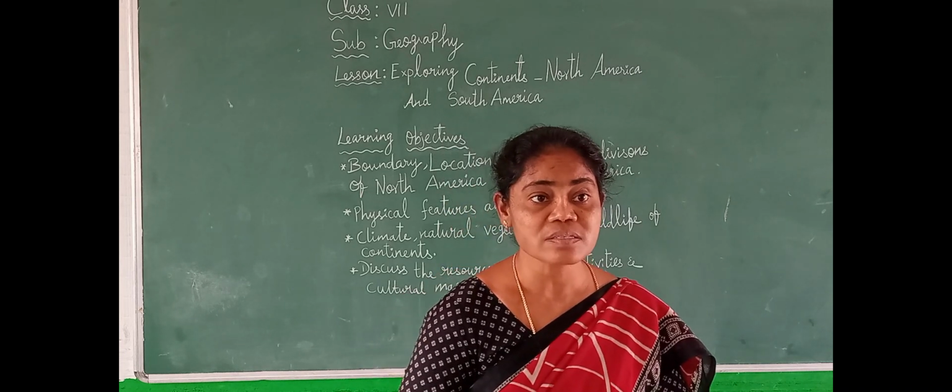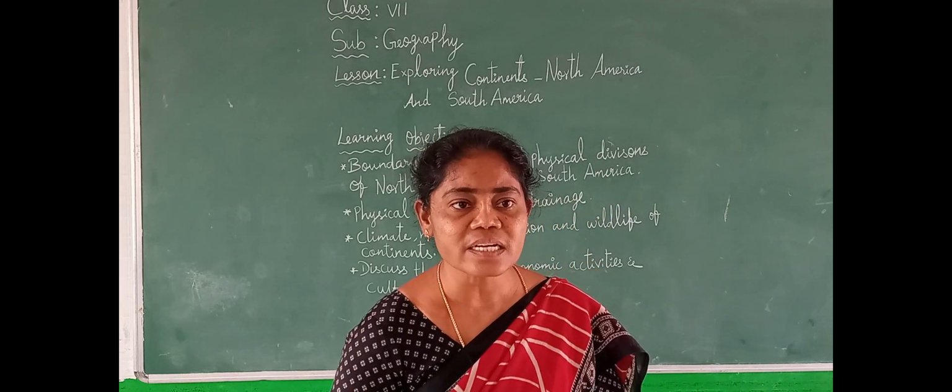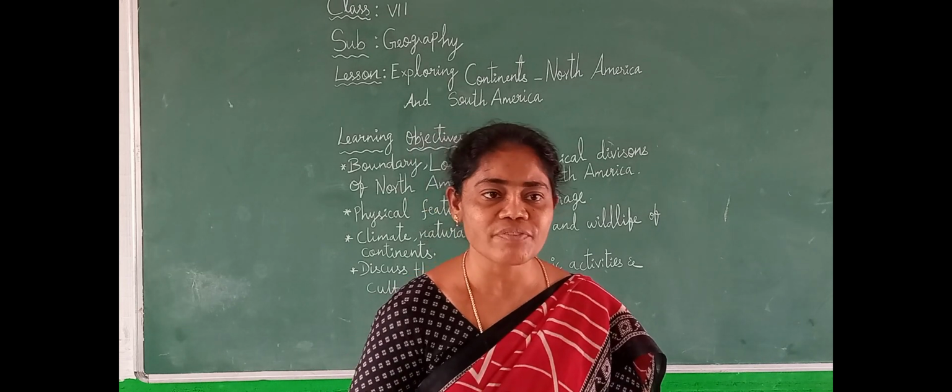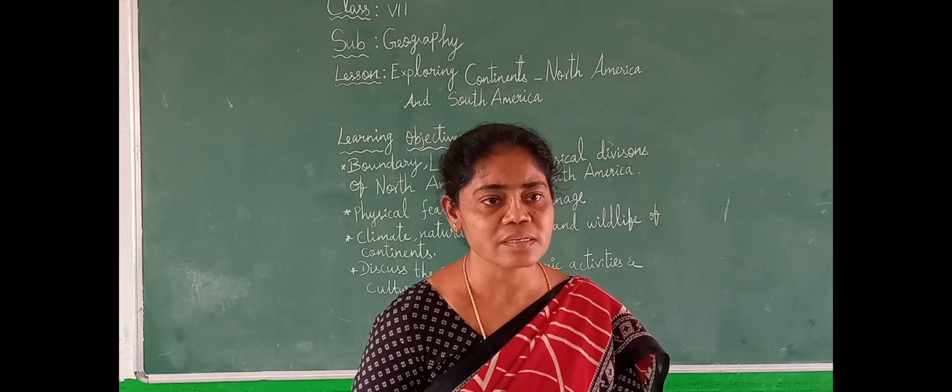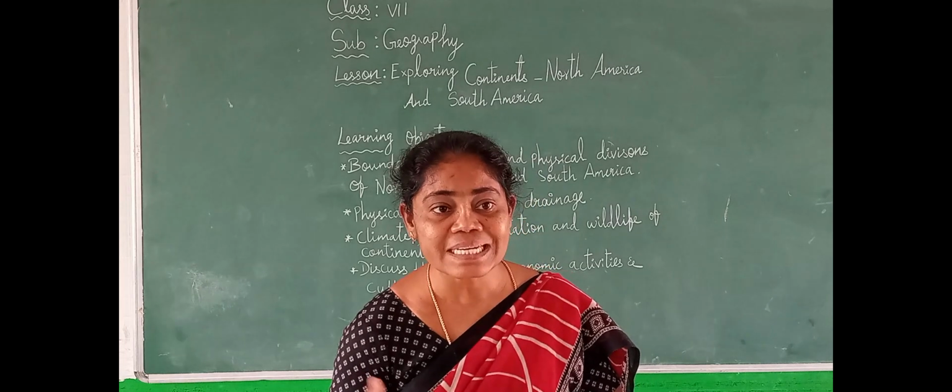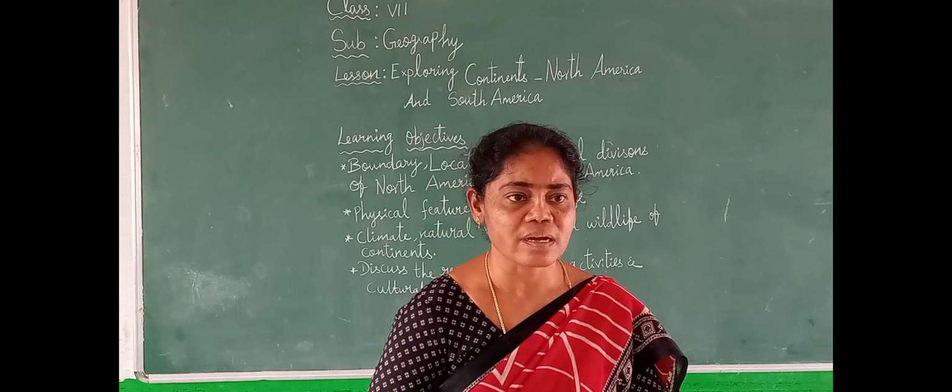Next is selvas, a tract of land covered by dense equatorial forest in the Amazon basin. Pampas, a temperate grassland of South America.